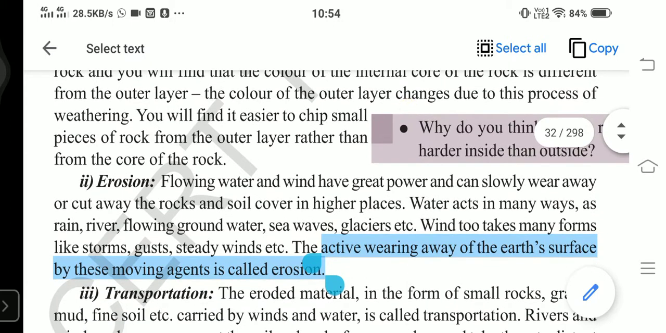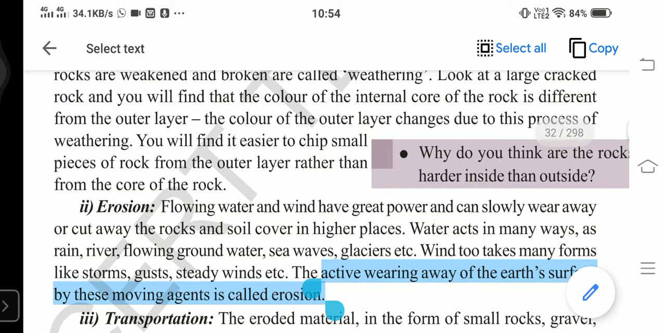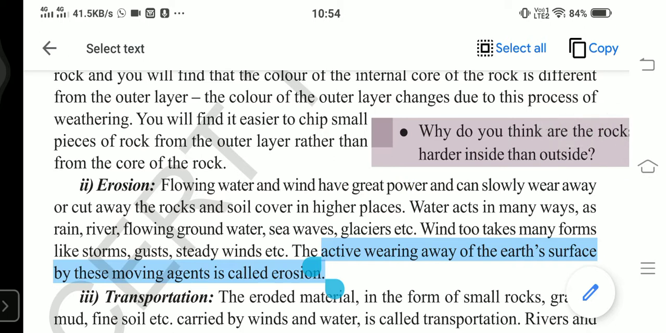So what is erosion? Active wearing away. Wearing means to cut, to cut the earth's surface. How is it cut out? It is cut out by moving agents. What are the moving agents? That is water and wind. So the moving agents, water and wind, wear away the earth's surface. That is called erosion. It is active. Weathering is very slow, my dear students, whereas erosion is very active. It goes on very fast. So there is a slight variation between erosion and weathering. I think it is clear to you what weathering and erosion are.